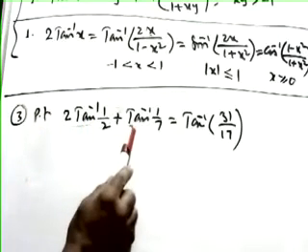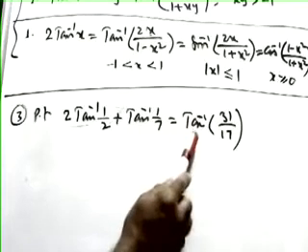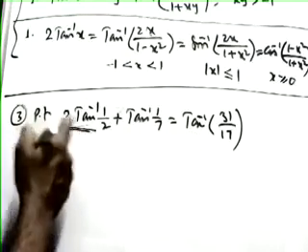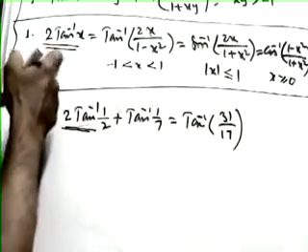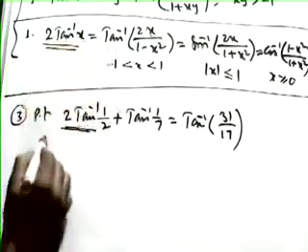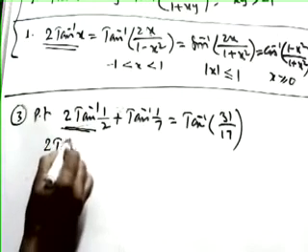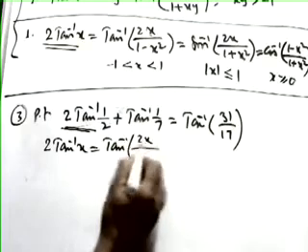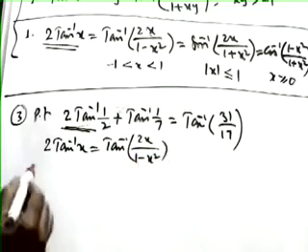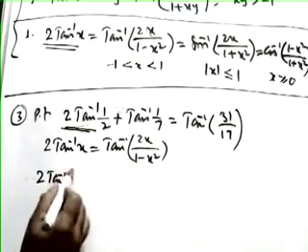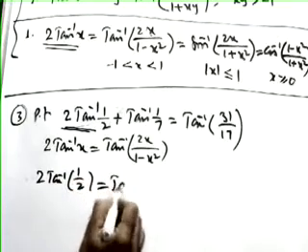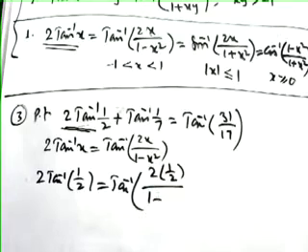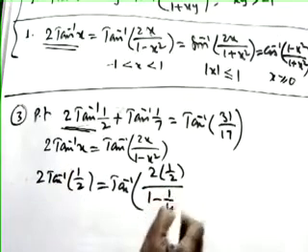2 tan inverse 1 by 2 plus tan inverse 1 by 7. We have to prove it equals tan inverse 31 by 17. First we solve this separately: 2 tan inverse 1 by 2. Use this formula. Change into tan like this. 2 tan inverse x, change this into tan inverse 2x by 1 minus x square. So what will happen? 2 tan inverse 1 by 2 is nothing but tan inverse 2 into x, which is 1 by 2, by 1 minus x square.